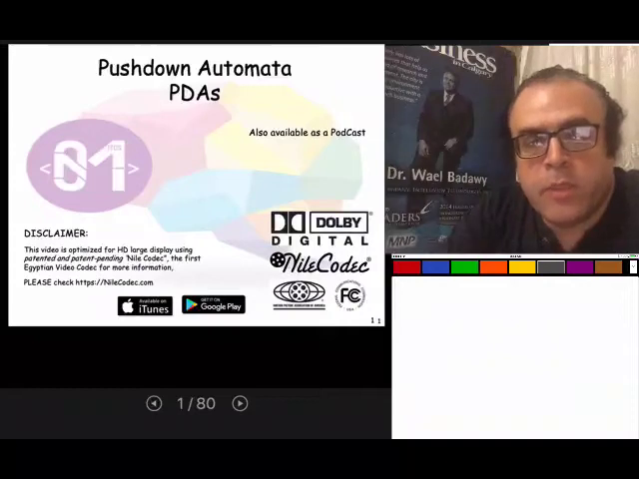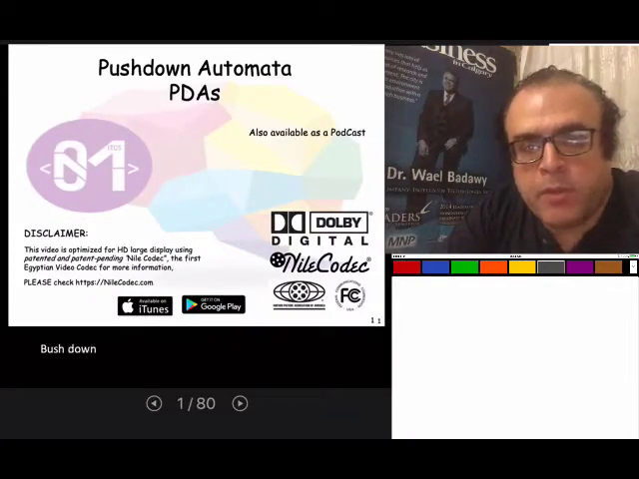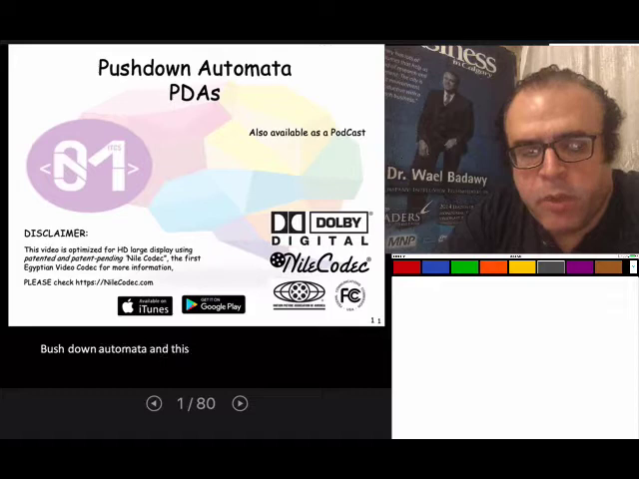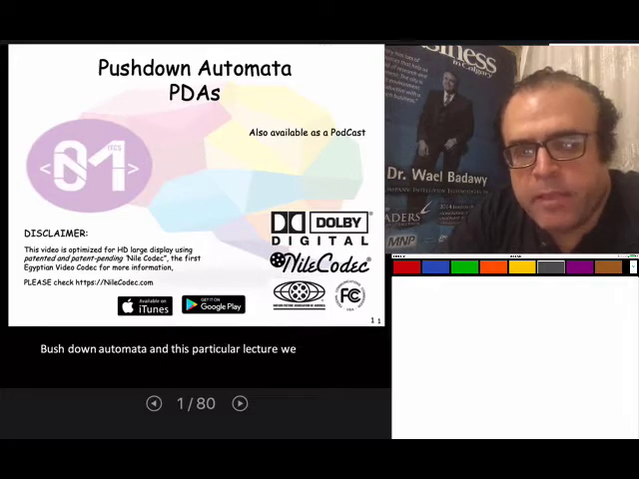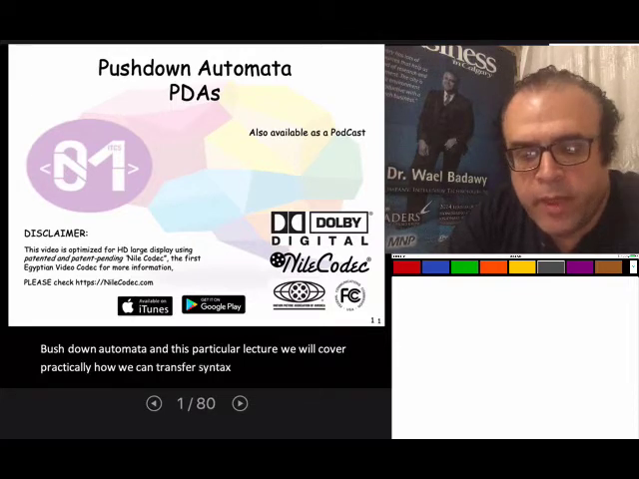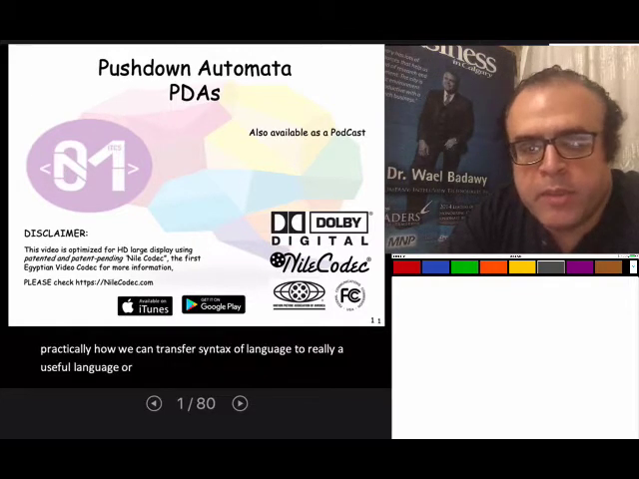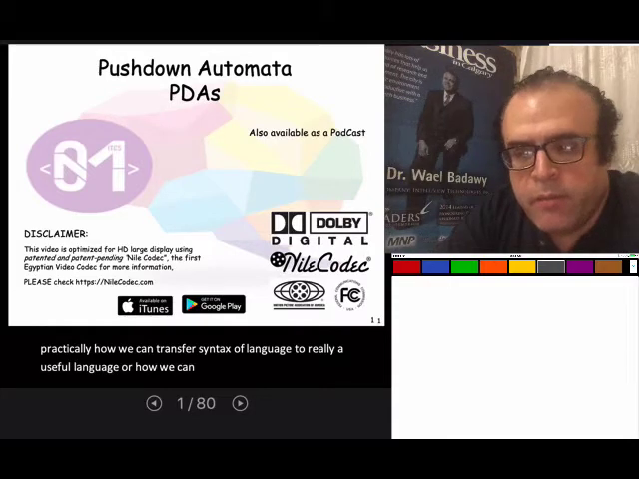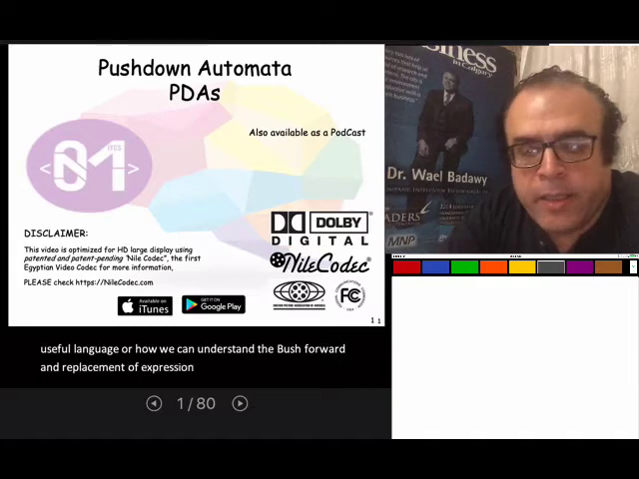Push down automata. In this particular lecture, we will cover practically how we can transfer the syntax of a language to a really useful language, or how we can understand the push and replacement of expressions, so we can build a recursive, cascaded language.